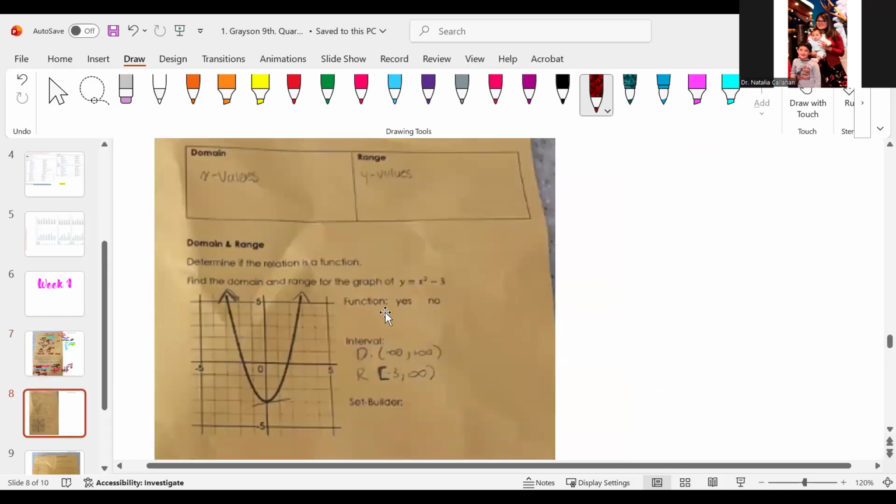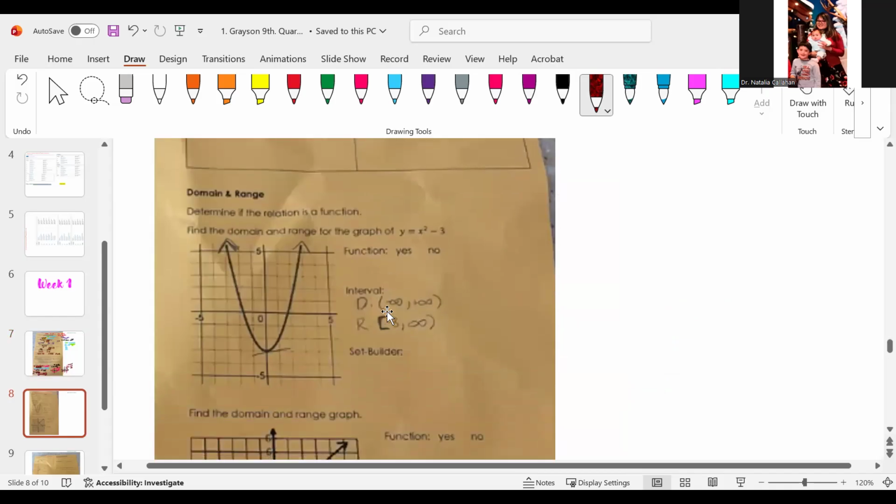Let's take a look over here. Determine if this is a function. Well, let's do the vertical line test because it's a graph. If I draw a line right here, how many times does it touch this graph? If I draw a line right there, about twice. Okay, let's do another one. How about this one? How many times does it touch the graph? What if I draw a little bit over here? How many times does it touch the graph? Once. So it only touches once. So yes, it's a function.